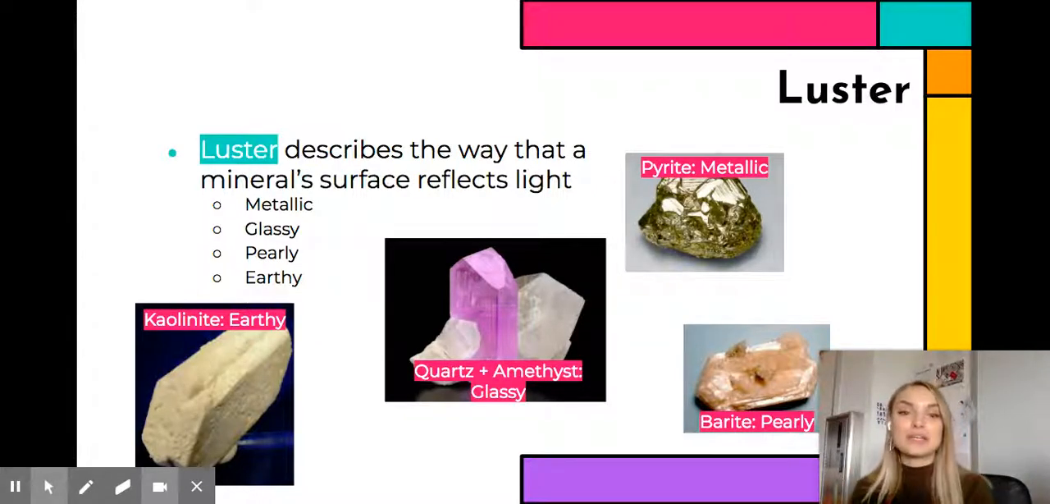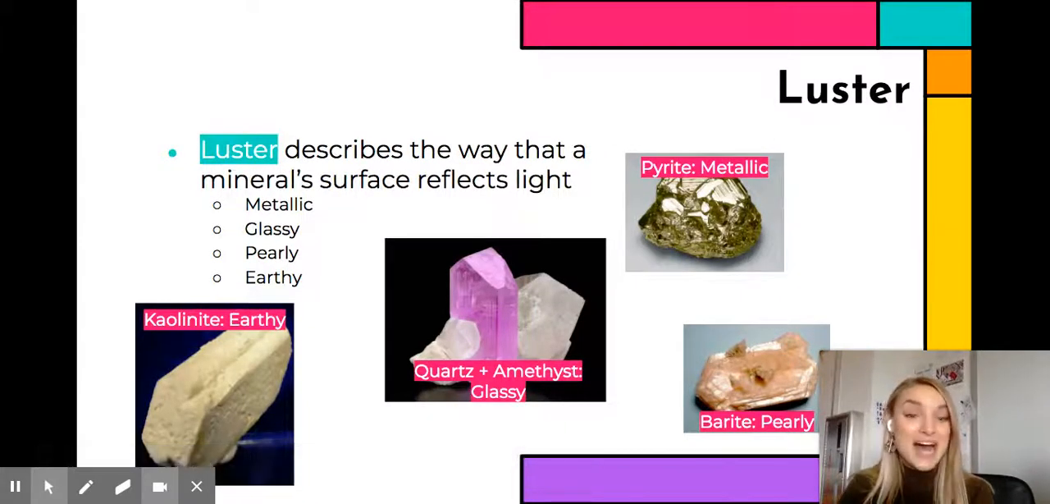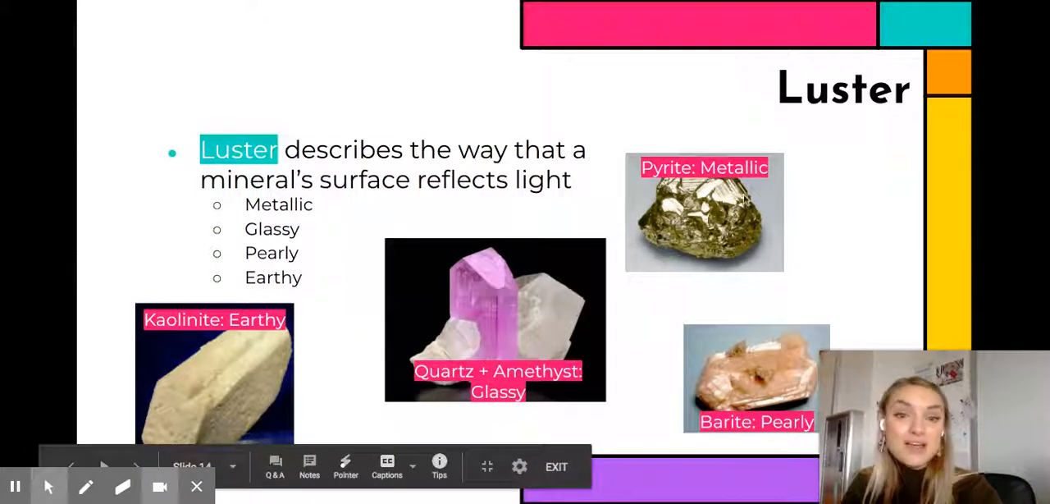And we have several different kinds of luster. I've listed 4 here, but there are even more types or descriptions of luster that help us identify minerals. So if you look at pyrite, pyrite is sometimes called fool's gold because it looks like gold because it has a metallic luster, but it is not gold. It is a mineral. So it has a metallic luster, meaning that it reflects light and looks kind of like a metal.